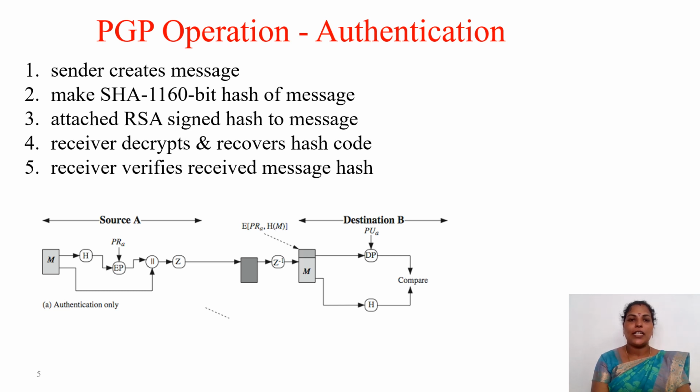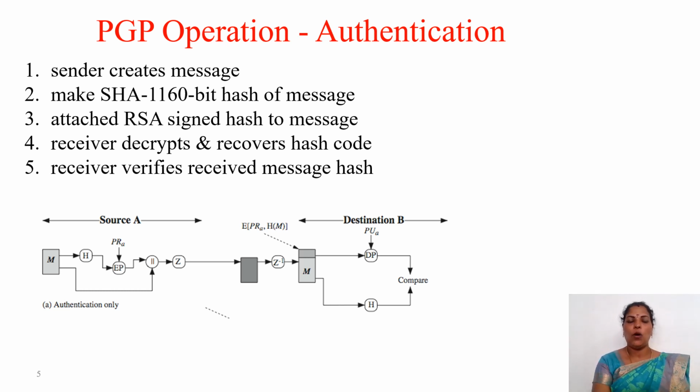So coming to the Pretty Good Privacy operation with respect to authentication, the sender creates a message, makes a SHA-1 160-bit hash of the message, then attaches the RSA signed hash to the message. Then the receiver decrypts and recovers the hash code, and the receiver verifies the received message. So with respect to authentication we have to use some hash algorithm. We have studied SHA-1. This secure hash algorithm 1, a 160-bit hash, is used to secure the email.